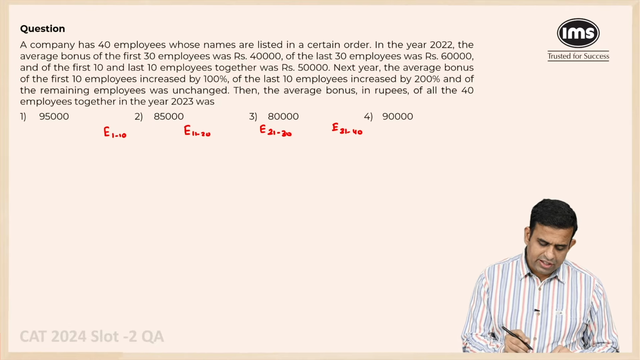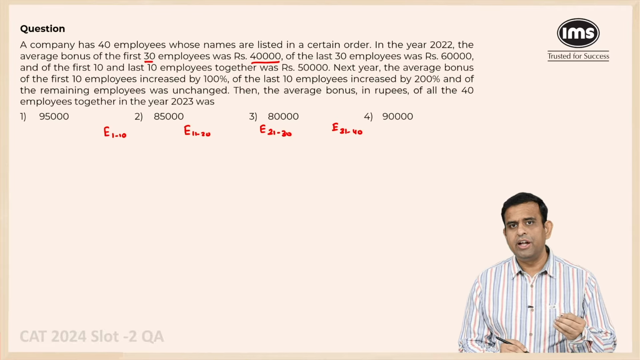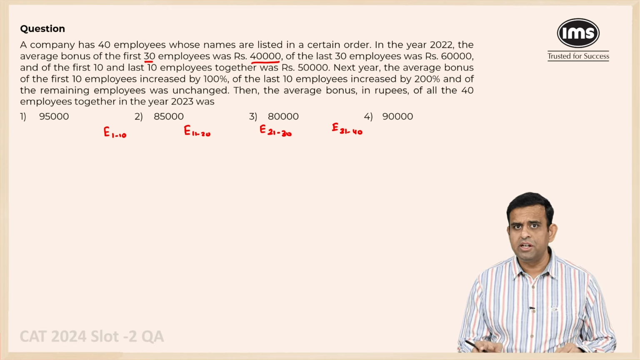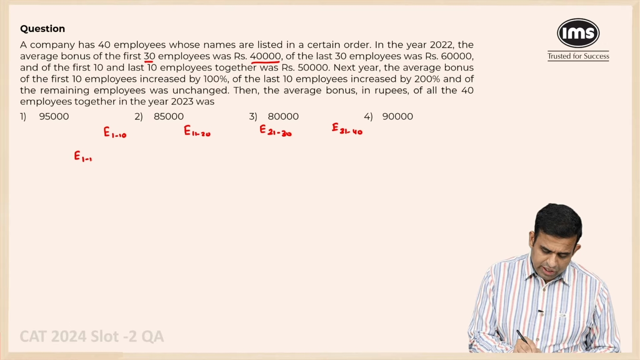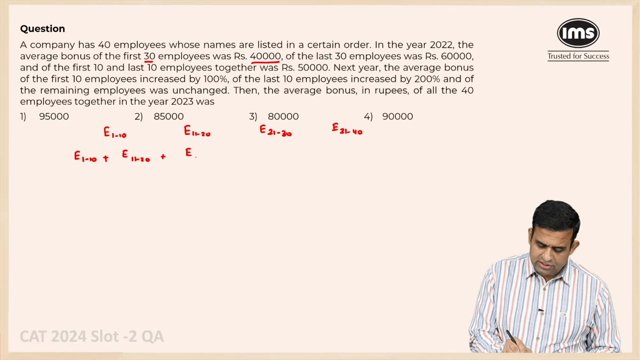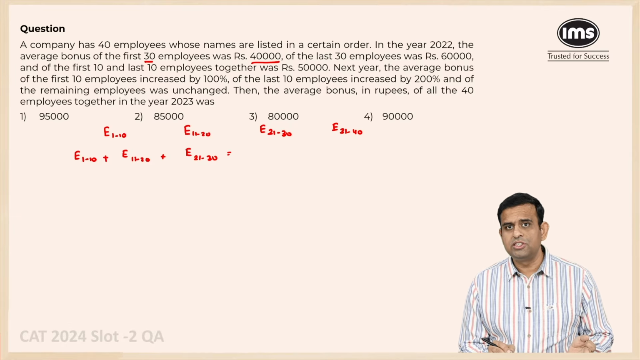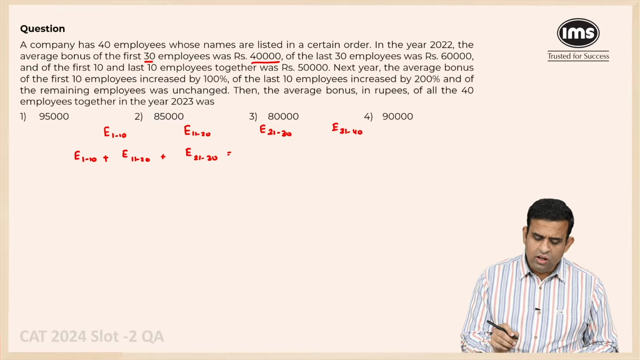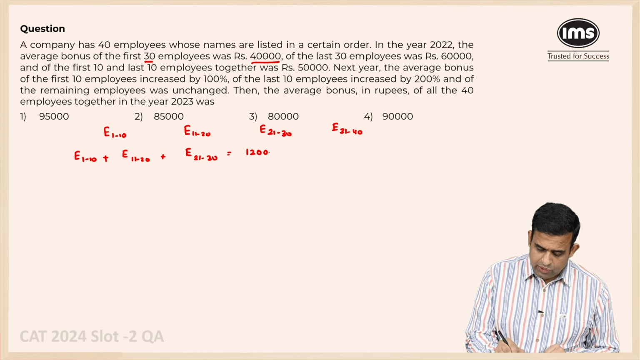As per this sentence, it is given that the average bonus of the first 30 employees was 40,000. Now one can take this absolute number, or we can take this as 40k as well, because 1k represents 1,000. So first 30 means E of 1 to 10 plus E of 11 to 20 plus E of 21 to 30, and the average was 40,000. So the total sum has to be 40,000 into 30, giving you 12 lakhs, or 40k into 30 will give me 1200k.